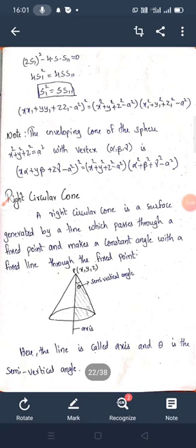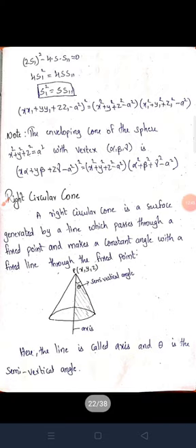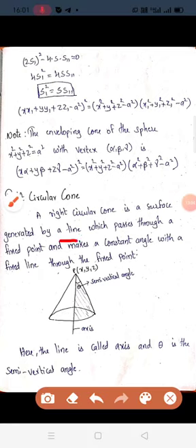What is a right circular cone? Next definition is right circular cone. Here listen carefully. A right circular cone is a surface which is generated by a line which passes through a fixed point and makes a constant angle with a fixed line through the fixed point.